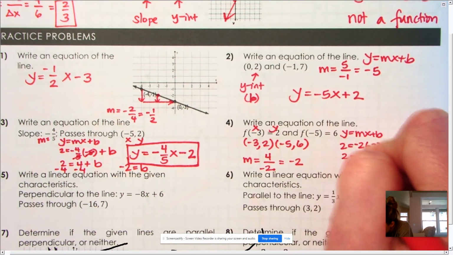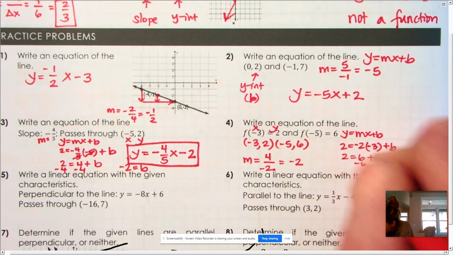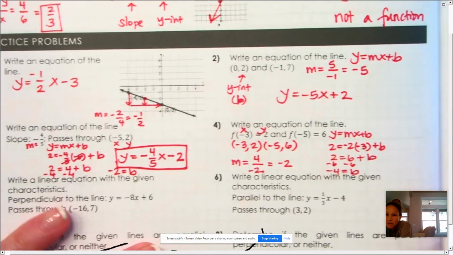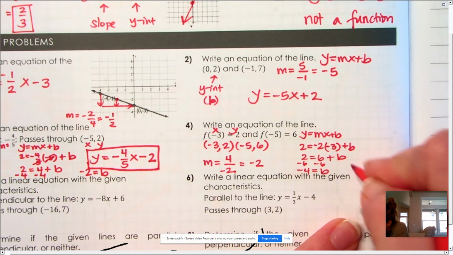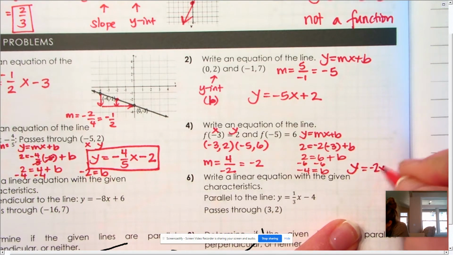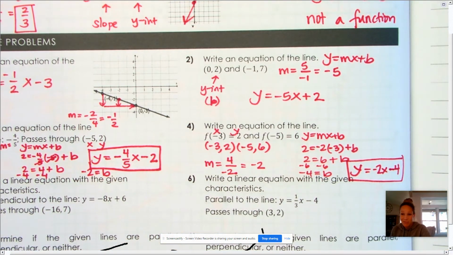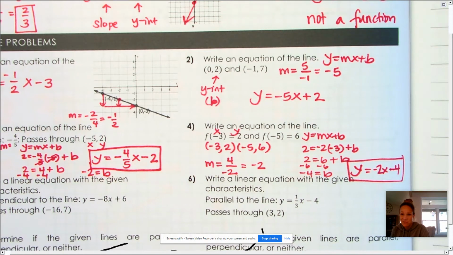So 2 equals 6 plus b, minus 6, minus 6. So negative 4 equals b. And then I can finally write my equation. y equals mx plus b. Okay. That was a difficult problem. That one took kind of a long time to do.